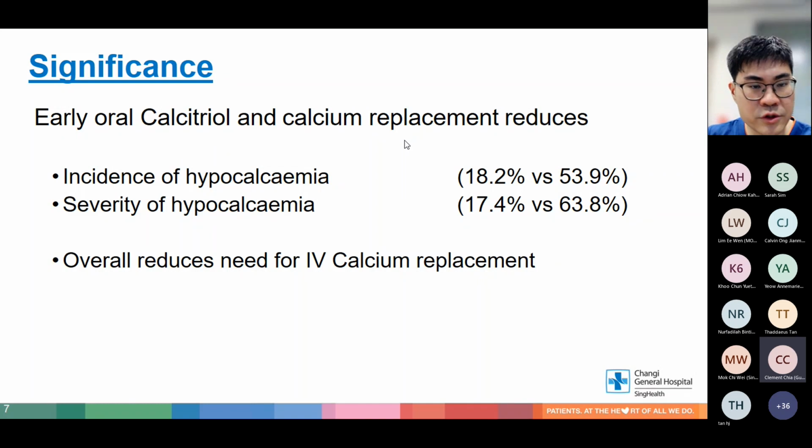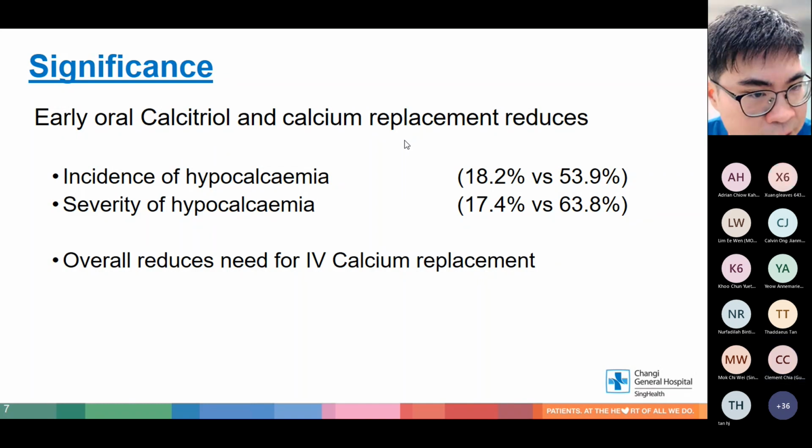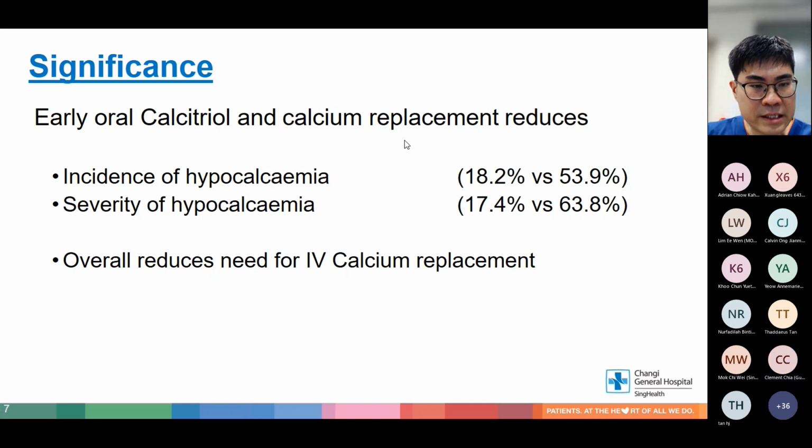Sorry, I just have trouble getting someone to turn off their microphone. And that's the objective of detecting and treating it early.